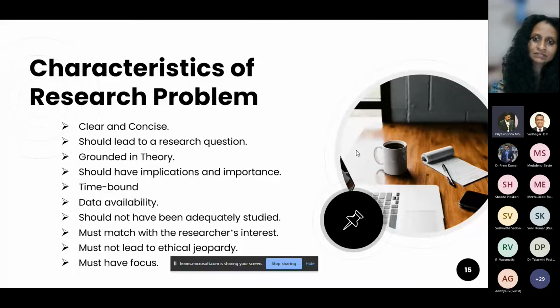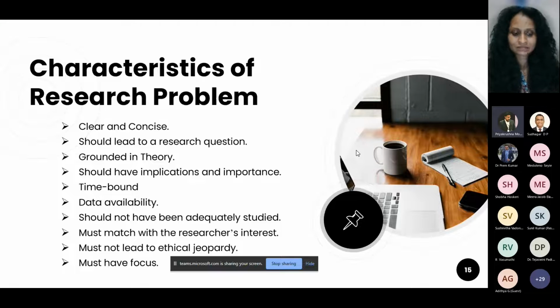Suppose I give you the example of sex tourism. Sex tourism is an aspect which may already have been studied, but it has a lot of ethical implications in the context of a developing country like India. People are not very open about talking about sex at all. So it will lead you to ethical jeopardy in the later stages. So it is better to avoid such topics for a PhD, because they can have consequences which are not in your control. So that must be avoided.